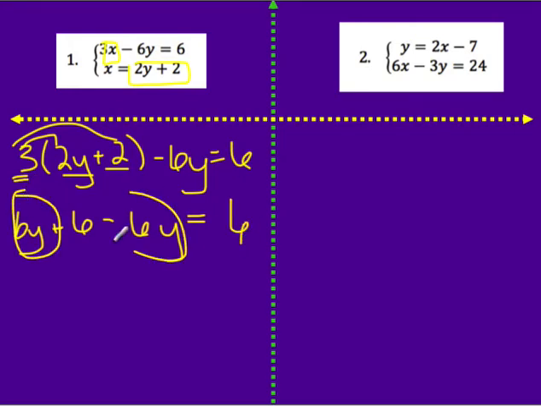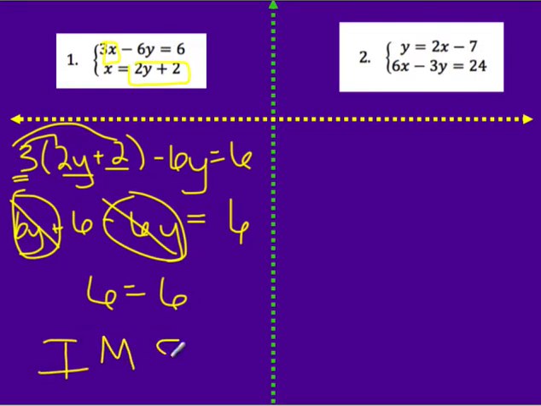What I'm going to notice is 6y minus 6y is going to cancel out. So when they cancel out, I'm left with 6, and that's going to be equal to 6. So 6 is equal to 6. Now that's a true statement. So that's infinitely many solutions. And I don't like writing all of infinitely many solutions out, so I just write that as IMS.